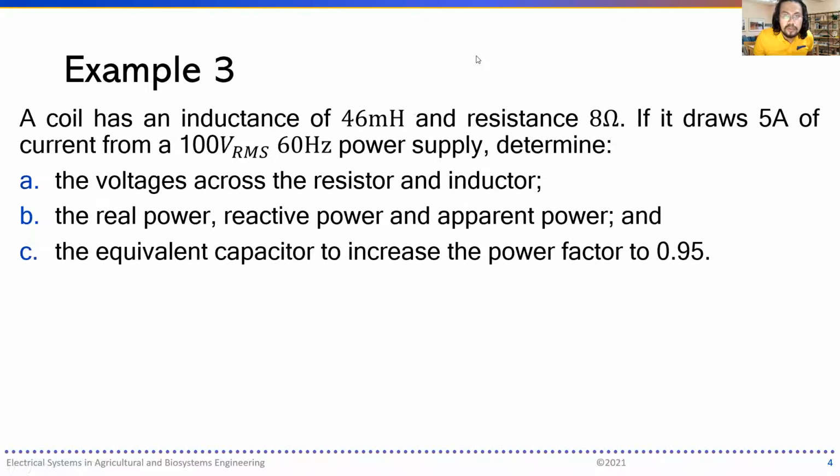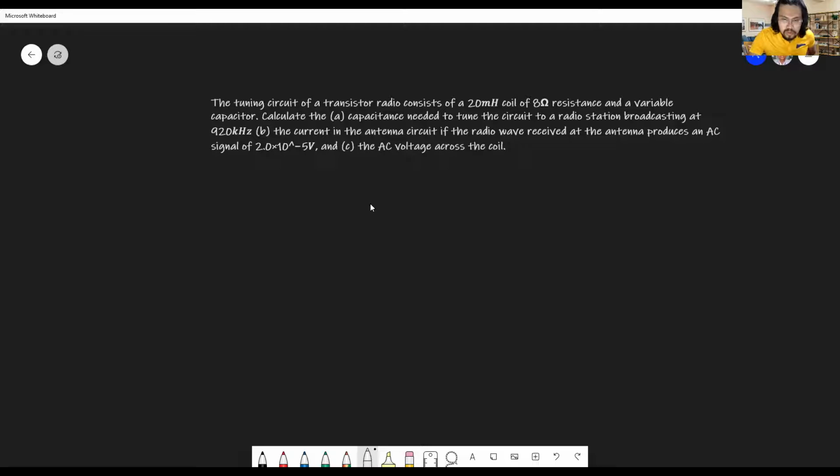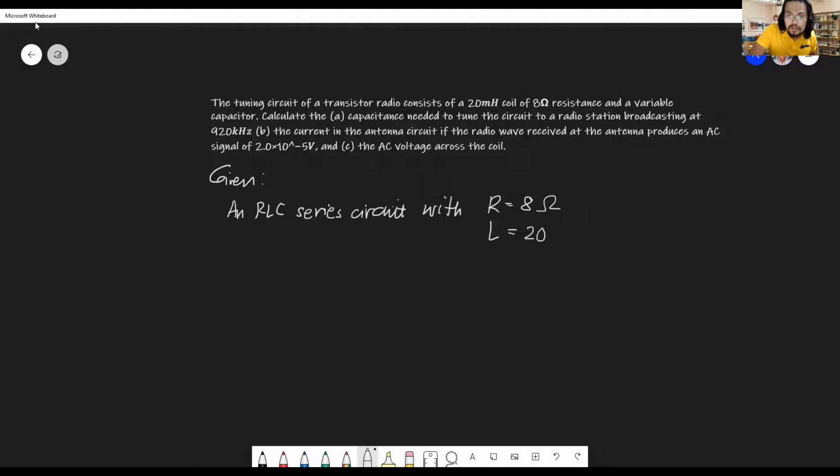Okay, so let's proceed solving the problem. Let's first identify the given. We have an RLC series circuit with R equals 8 ohms. The L is 20 times 10 to the negative 3 henry, because it's millihenry, right? But to simplify the solution later, we want to express that in scientific notation already.